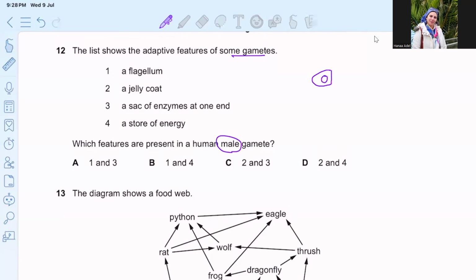Okay. Do we have flagellum? Yes. Do we have a jelly coat? No. A sac of enzymes at one end, we can find it at the acrosome, and the store of energy, no. So we need the choice that includes 1 and 3. So the correct answer is A.